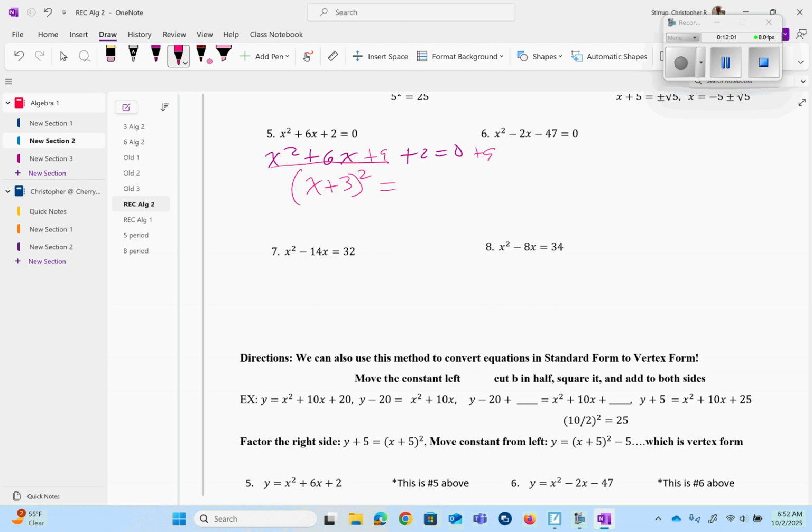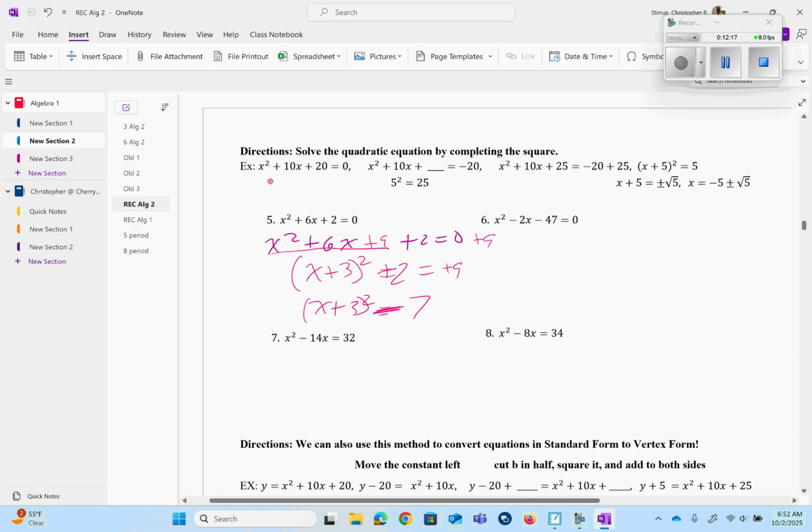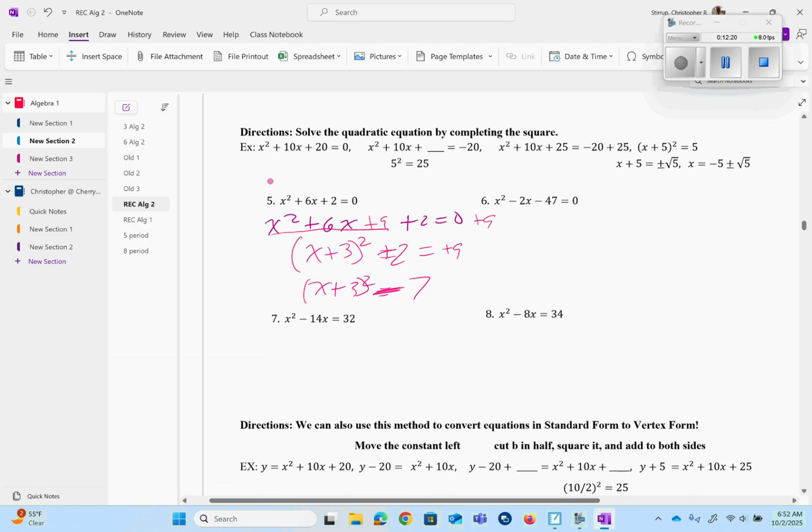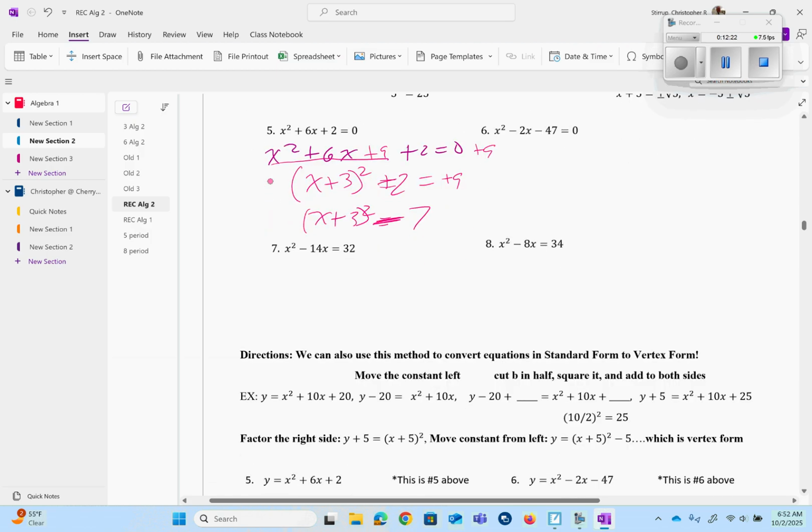Actually, so we have the plus 2 equals positive 9. Subtract 9, so x plus 3 quantity squared minus 7. That's our complete square. We want to solve these. Let me read the directions. Okay. We didn't solve that one, but we'll solve the next one.